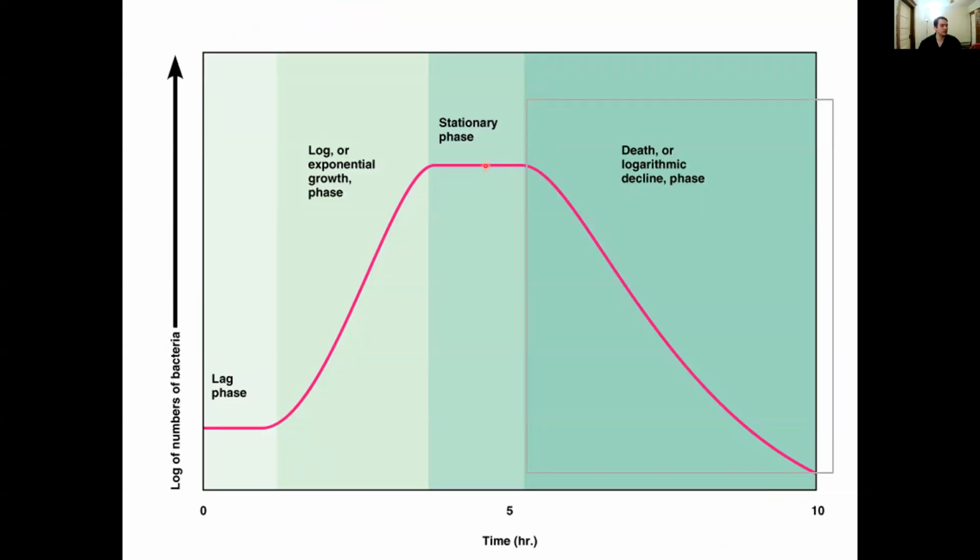So your death rate now starts to greatly exceed your growth rate, and the population just absolutely plummets. And this can continue on until the population is completely dead, or they can just sort of stabilize, especially the ones that formed endospores, and remain at a concentration way lower than they were in the previous stationary phase. So remember when I said gram staining is a good idea to do your gram staining earlier?